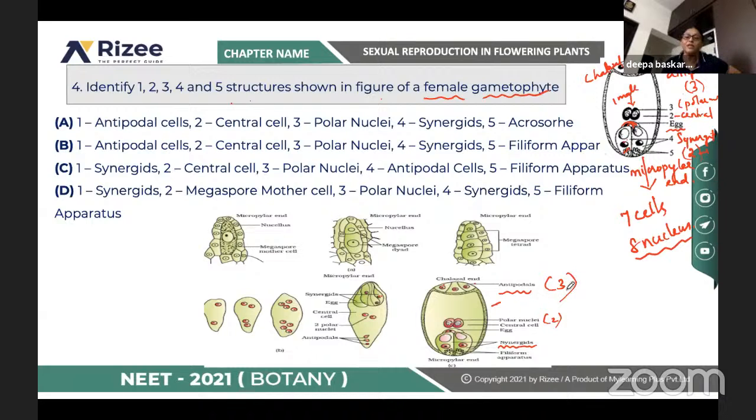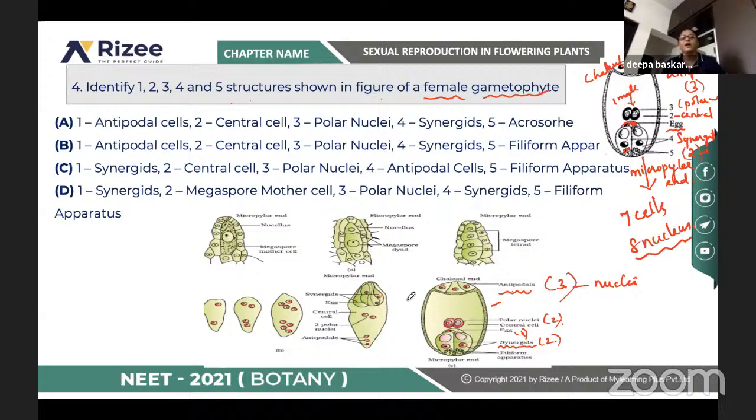So this is the chalazal end. At the chalazal end, 3 antipodal cells are present, and the central big cell is called the central cell, which is having 2 nuclei, called polar nuclei. Clear? And again, at the micropylar end, we are having 2 synergid cells and 1 egg cell. So totally, how many cells are present? 6, sorry. How many nuclei are present? Each cell is having 1 nucleus. So in antipodal cells, 3 nuclei will be there, and here polar nuclei 2, and the egg cell will have 1 nucleus, and synergids will have 2 nuclei. Clear?